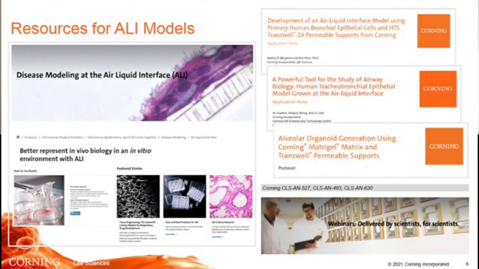And then our final question, as we're almost out of time, but what resources can you share that are helpful for ALI model support? Yeah, so we have a dedicated page on disease modeling at the air-liquid interface at Corning website, where we have a broad section of literature available, such as airway models, skin models, citation summary, as well as application note on COVID-19 research.